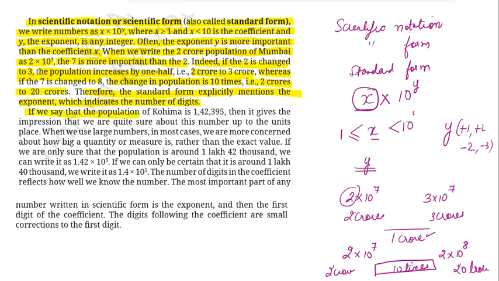If we say that the population of Kohima is 1,42,395, then it gives the impression that we are quite sure about this number up to the units place. तो हमें exact value पता है ना, 1,42,395. We are giving very exact values up to the units place. But when we use large numbers, in most cases, we are more concerned about how big a quantity or measure is rather than the exact value. If we are only sure that the population is around 1,42,000, we can write 1.42 into 10 to the power of 5.